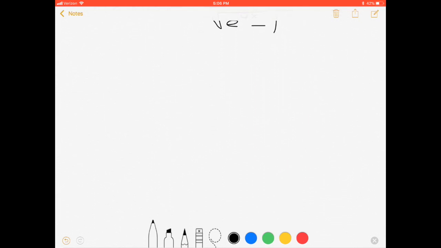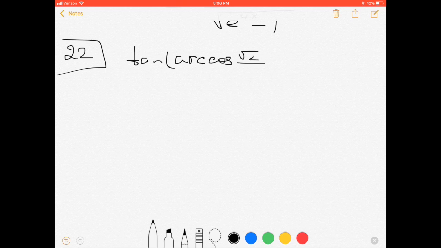Now I'm showing you a couple of examples to help you with your homework for this section. First, question number 22 in your book. Find the tangent of arccosine of square root of 2 over 2. Here you can use a triangle or remember the table. Okay, let's go, we need to find the angle alpha.